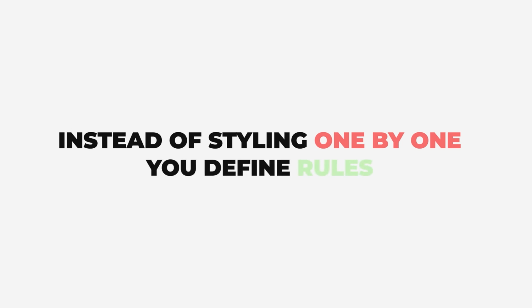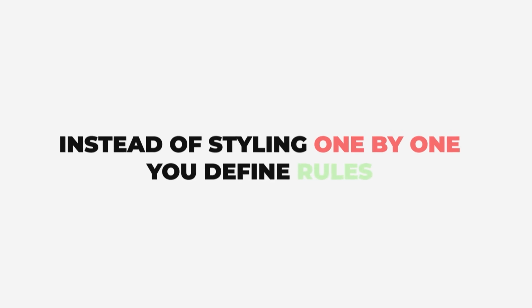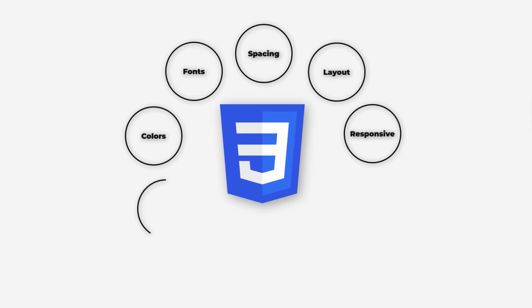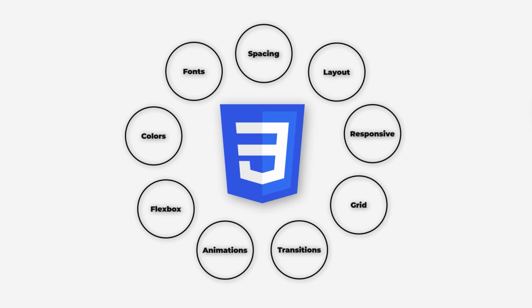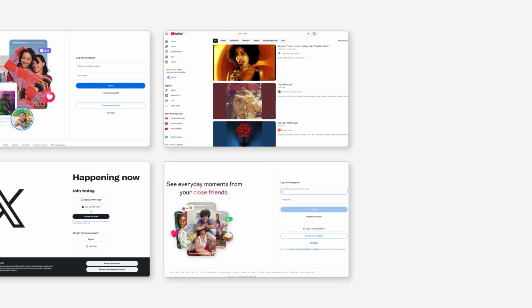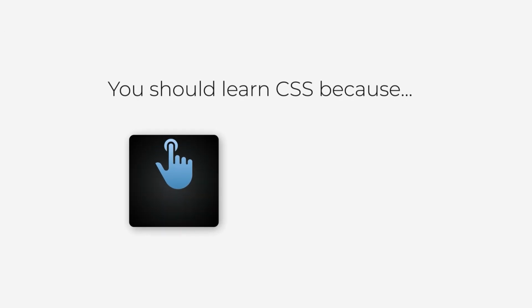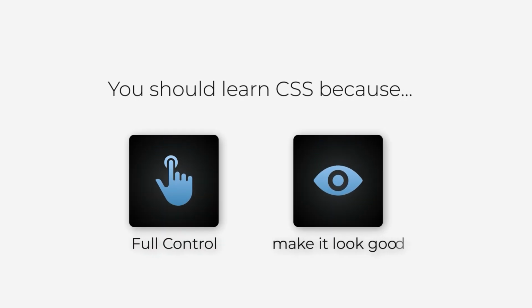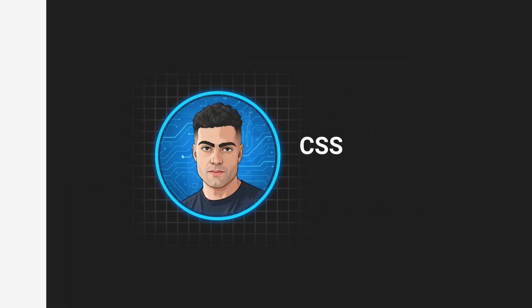Instead of styling elements one by one, you define rules that can apply everywhere, making your design consistent and easier to manage. It also enables modern layouts with Flexbox and Grid, as well as animations, transitions, and so on. Today, CSS is used in every website. No matter what tools or frameworks you use, CSS is always part of the final result. You should learn CSS because it gives you full control of design and is essential for turning a basic website into something that actually looks good.